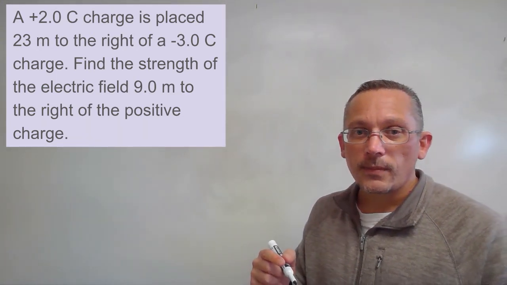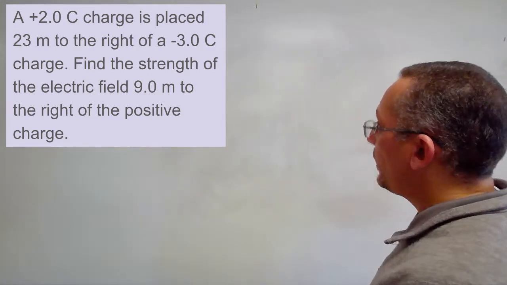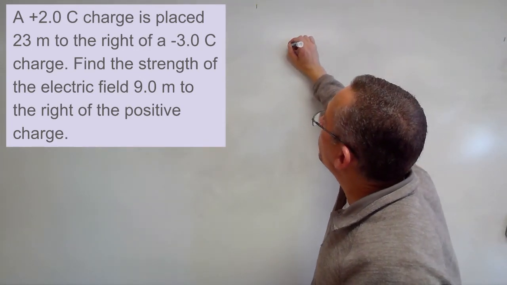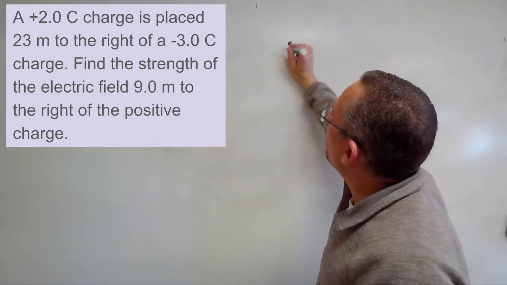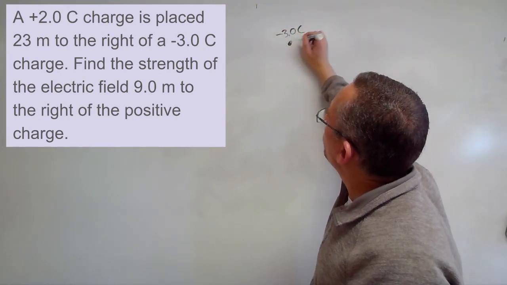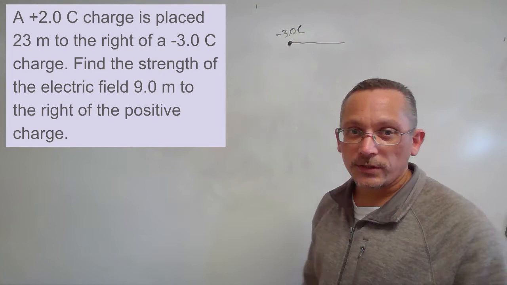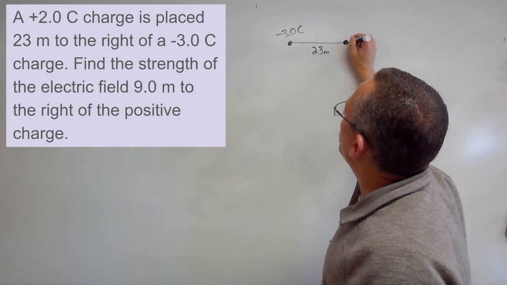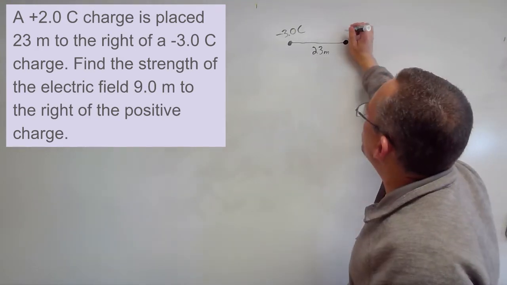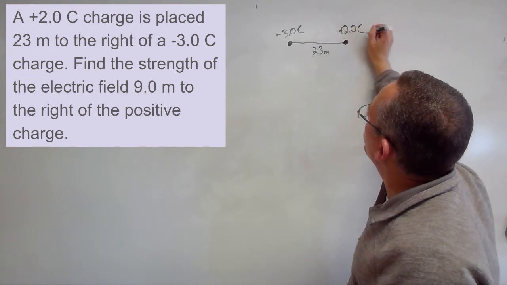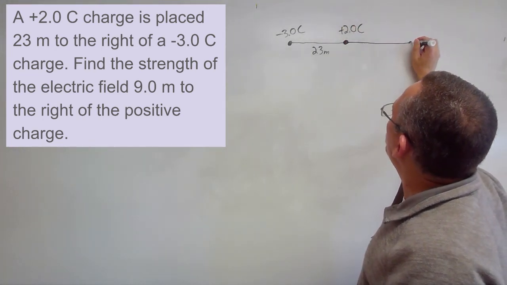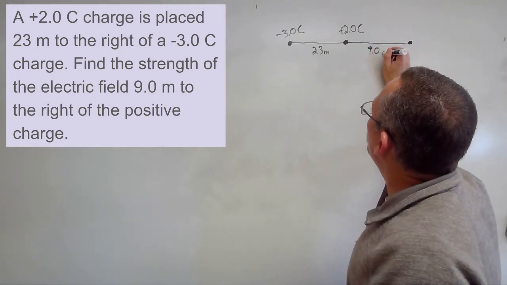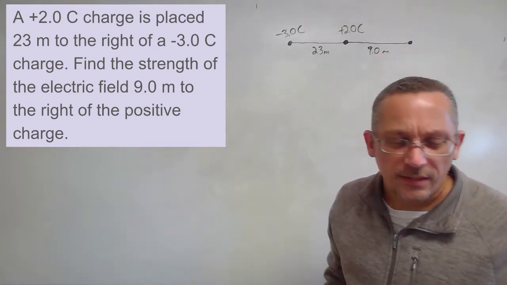We're looking at it 9 meters further away from that. So my negative charge is the furthest to the left, and that will be negative 3.0 coulombs. And then some distance away, 23 meters, I have this other charge, and that is positive 2.0 coulombs. And then we are interested in the electric field some distance further away, 9.0 meters. Clearly not to scale, but that's okay.